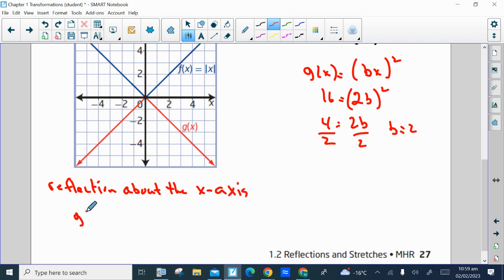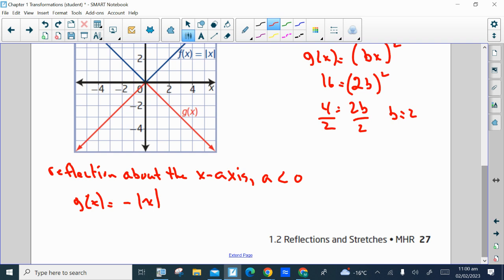So g at x would equal negative f at x, or negative the absolute value of x. Because when you get a reflection about the x-axis, maybe you should write it here, a will be less than 0. A will be negative. Okay?